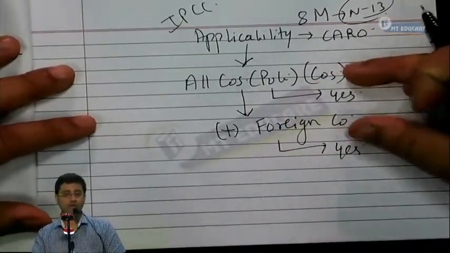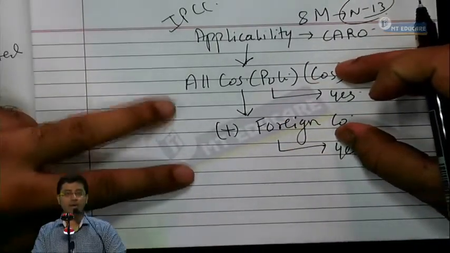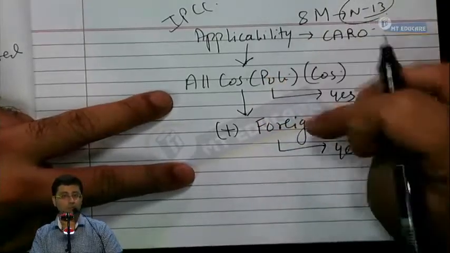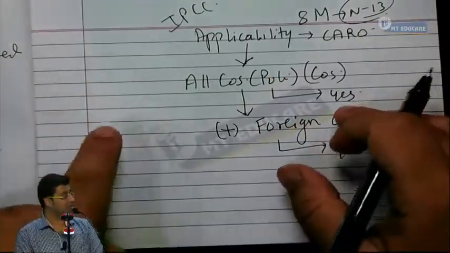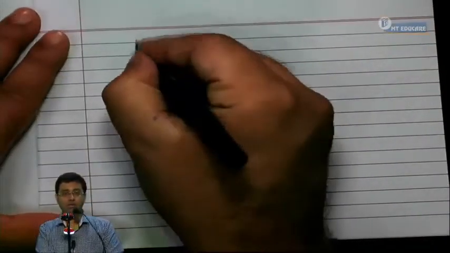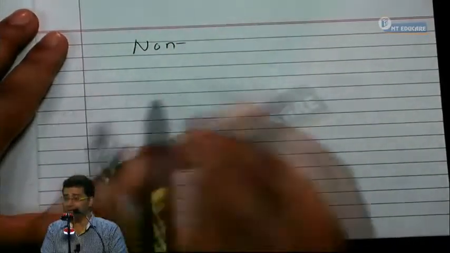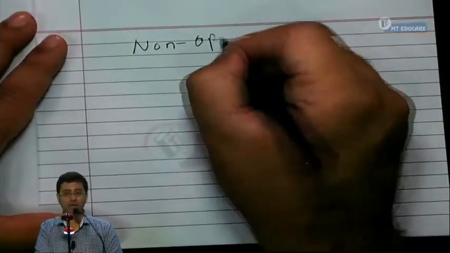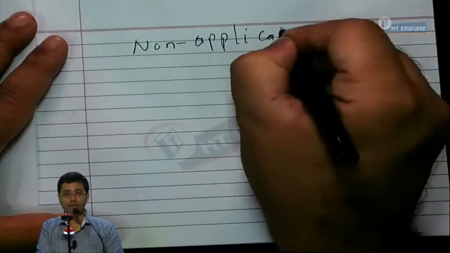First, you tell me, have you understood these two points? What did I say, that you have to prepare a CARO report for a public company and a foreign company? What are these two companies? That also I have explained to you. Now, what I want to explain here is to which type of companies CARO is not applicable. So there is something called non-applicability of CARO.